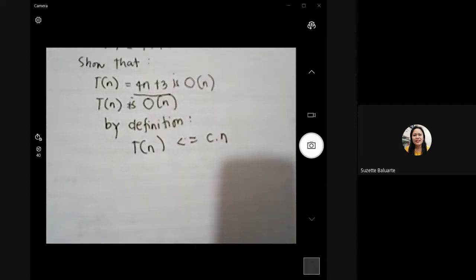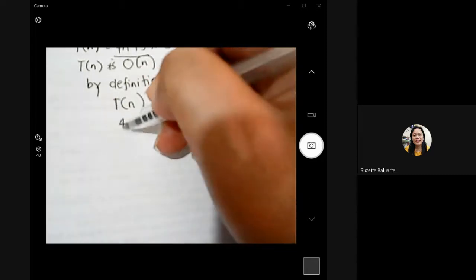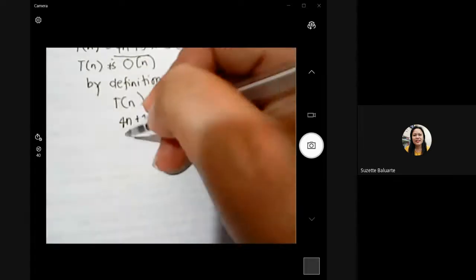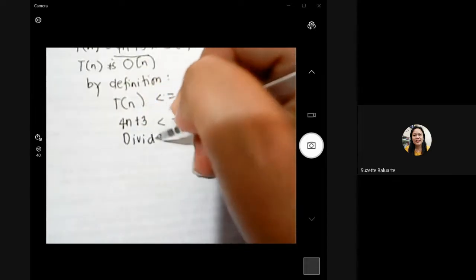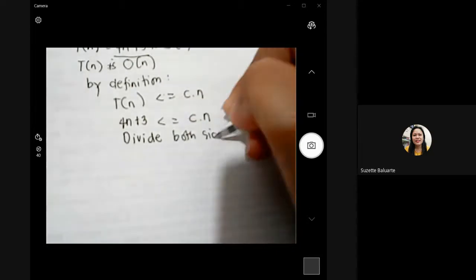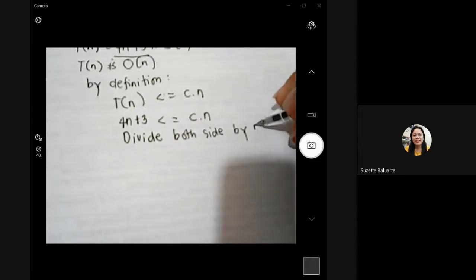Just tell me if ever you do not understand the discussion. In that case, we may replace your T of n, which is 4n plus 3, is less than or equal to c of n. So, what are you going to do? I will do it step by step so that you can understand. Divide both sides by n.